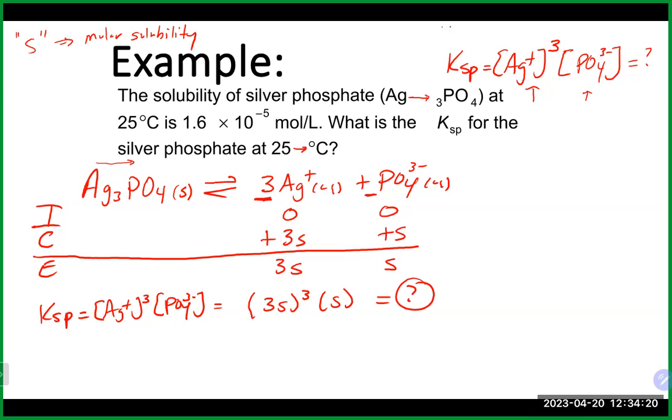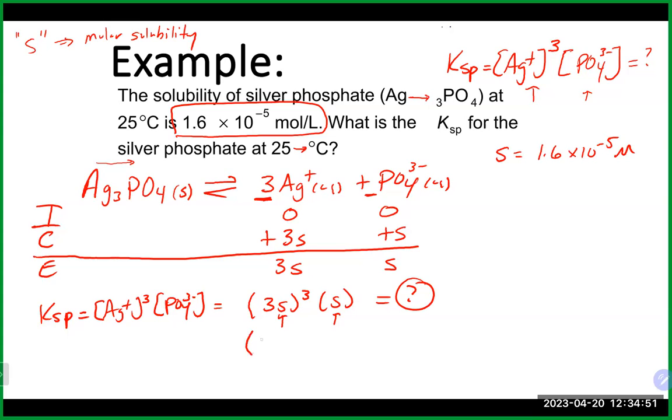If it was a different type of problem where all you had was a Ksp, you would use it just like we would do for X and solve for X. You would solve for S, and that would give you the molar solubility. The deal on this one is we don't have to worry about figuring out the molar solubility because frankly, they gave it to us right here. That is the molar solubility. So that really is our S for this particular problem. That means we could just put that value into here and we should have our answer.